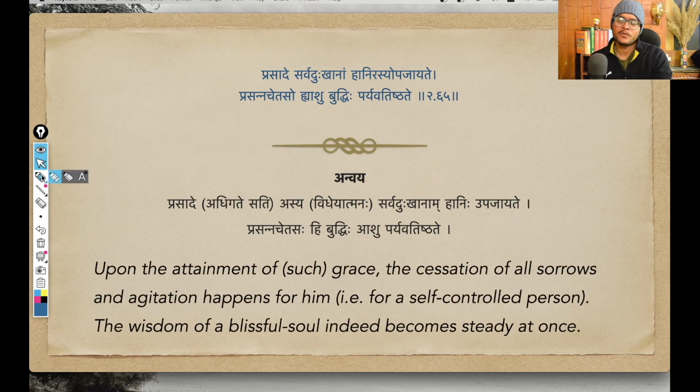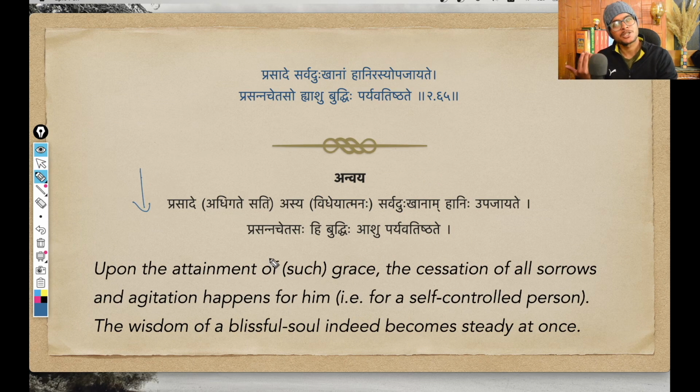Let us see the Anvaya along with the Anuvada. Okay, so as a follow-up to the previous shloka where Krishna says that a Vidheya Atma, Sthita Prajna person, while transacting in this world, while experiencing all the sense objects, attains this grace, attains the serenity of mind. They reside in that serenity, in that tranquility of mind and in that divine grace. Okay, that is that prasadam adhigacchati.